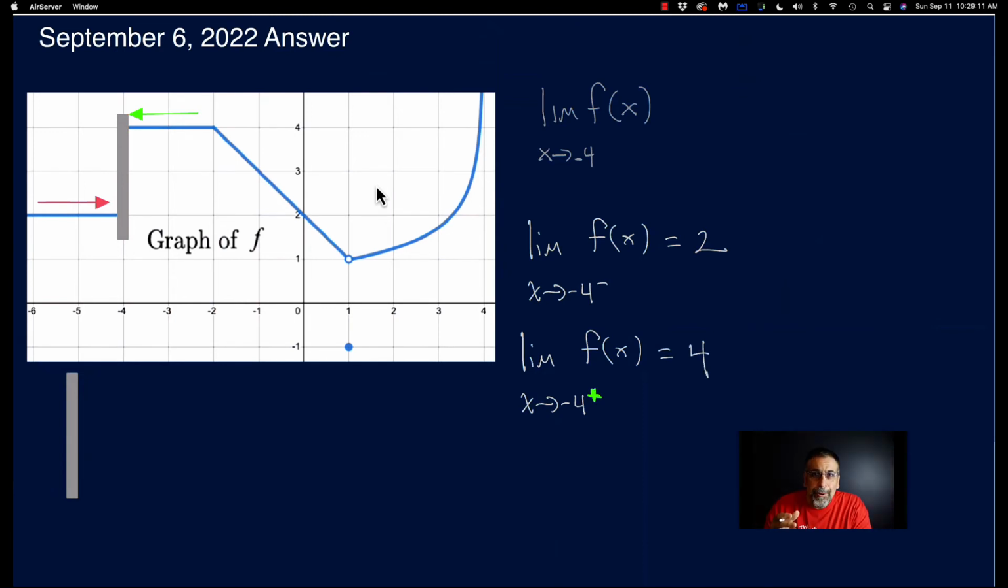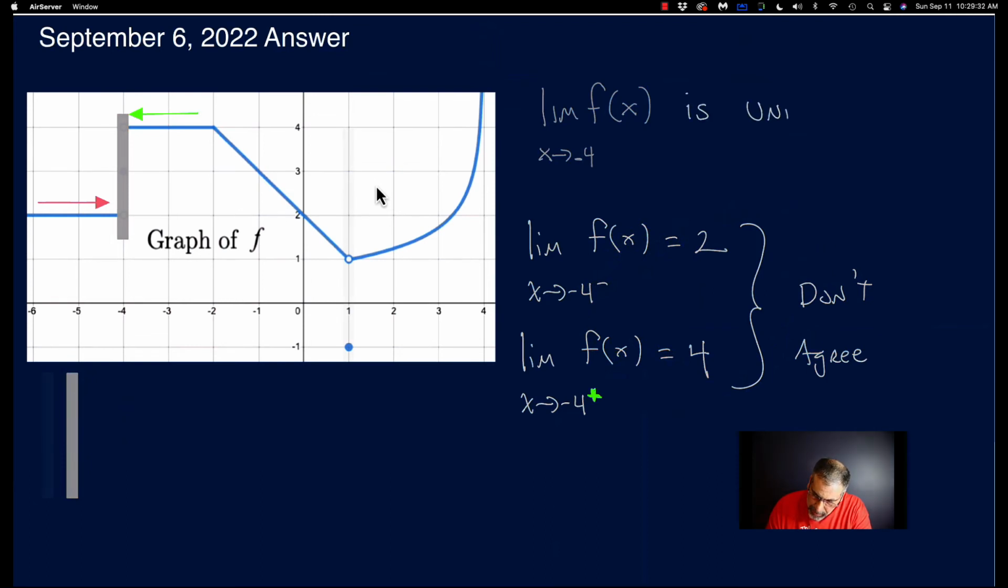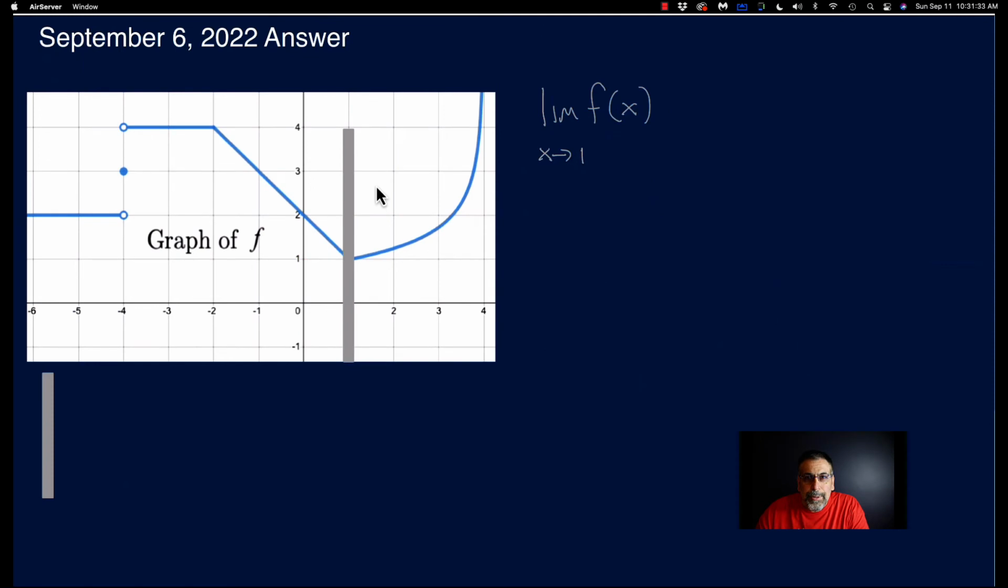Now, to find the overall limit, we've got to check to see if the left and the right agree. As we look at these two, they do not agree. They don't agree at all. The only way the overall limit can exist is if your left and your right agree. If they don't agree, the answer will automatically be undefined.